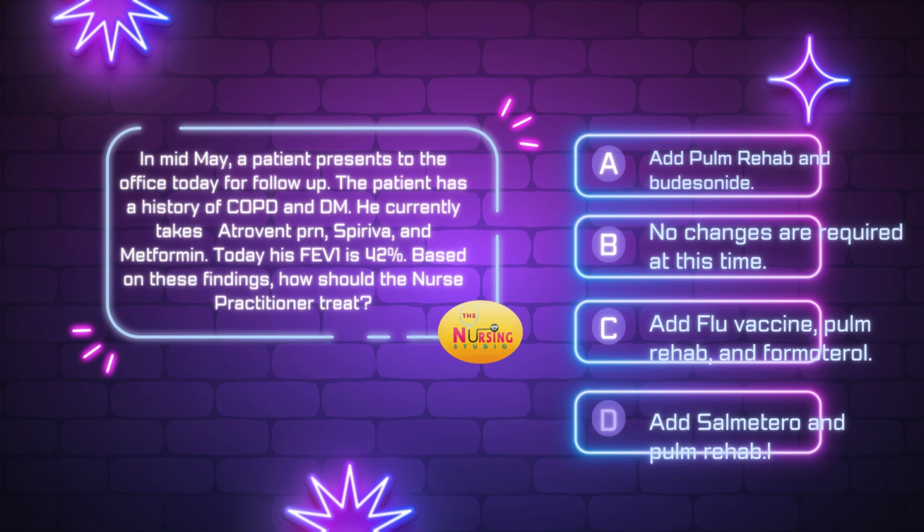So we have our short acting muscarinic PRN, which is your Atrovent. Spiriva is your long acting muscarinic agent. So check, check, right? We do our short acting, long acting, flu vaccine if it's flu season. It says it's May, so it's not flu season, so we don't need the flu vaccine, because flu season is when? October through March, right?